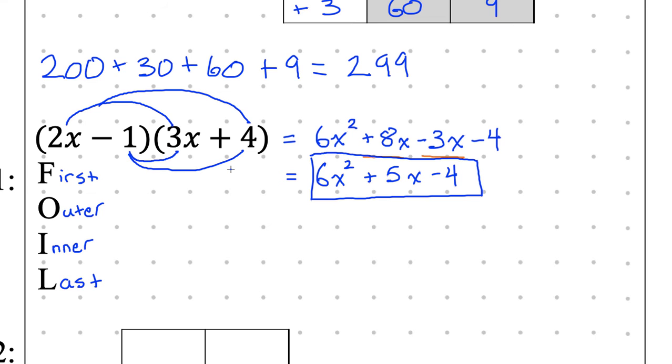I will give you a heads up, and I don't mean to spring this on you early, but yes, it's awesome that we know how to multiply these. The next unit, so not for a while, we're going backwards. I'm going to give you 6x squared plus 5x minus 4, and you will give me back 2x minus 1 times 3x plus 4.